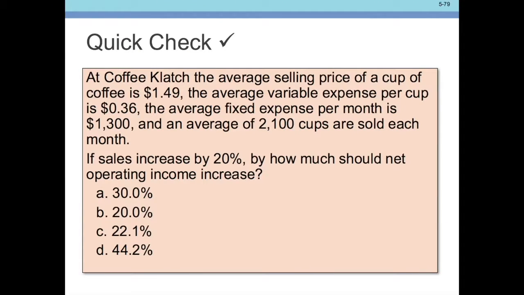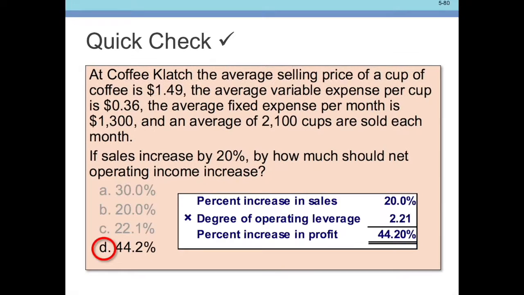So the bicycle company was levered 5 to 1. This is levered 2.21 to 1. So what does that mean? It means, if we go to the next slide, if sales increased 20%, what would net operating income increase? Well, a 20% increase in sales would multiply by the degree of operating leverage of 2.21. 20% times 2.21 is 44.2. So if you increased your contribution margin by 20%, you would increase your profits by 44.2%.